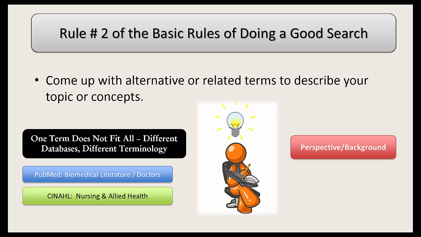Therefore, it is going to be vital that you be able to come up with different terms to describe the same thing. And when it comes to your background, you may find that you're somewhat limited in doing this. Because of that, you may need to come up with strategies on how to find alternative terms when they're not readily available to you. Looking at things like articles you're already familiar with, using Google Scholar, or using one of the point of care tools like UpToDate or First Consult.